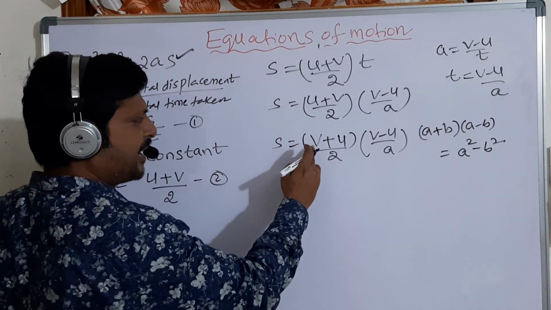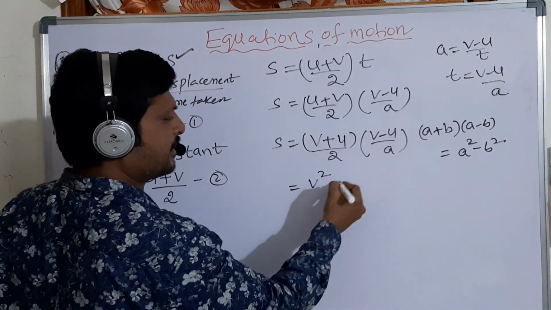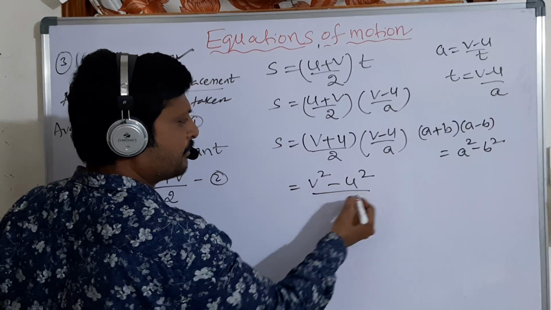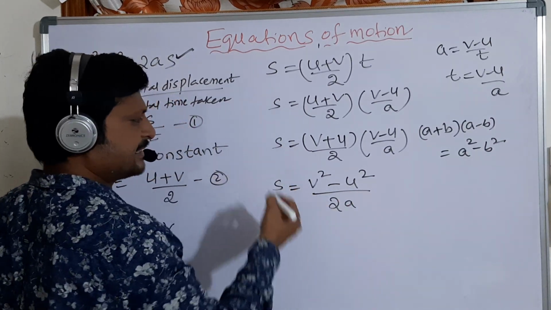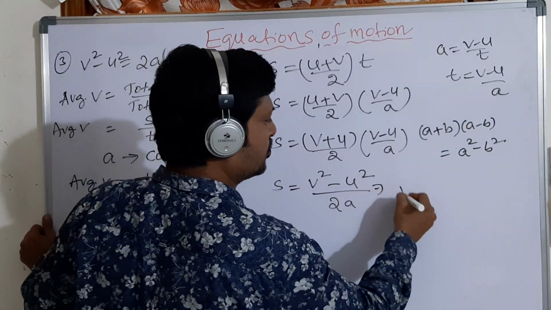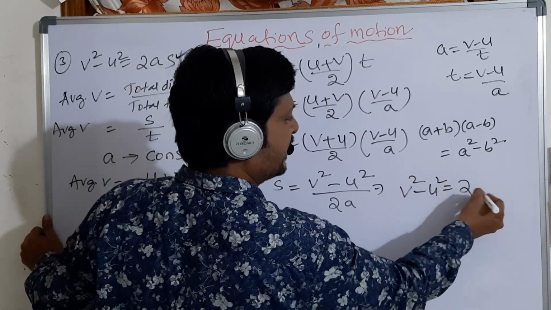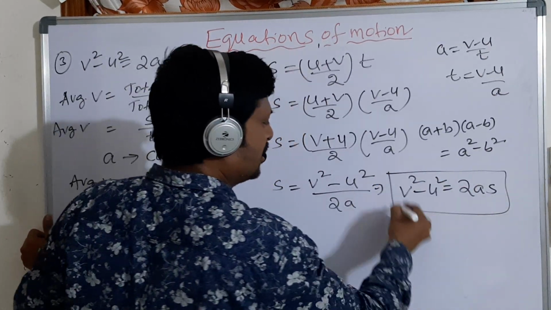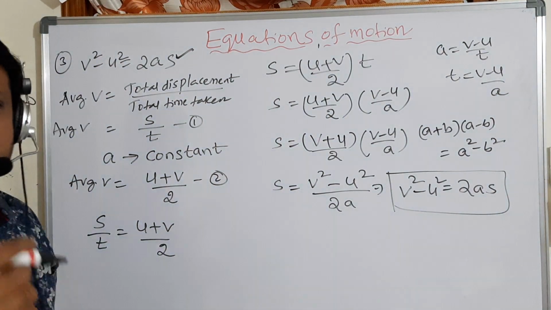So in the place of a here, v is there. So v square minus u square by 2a is s. So this is equal to v square minus u square equal to 2as. So this is the third equation proof, right?